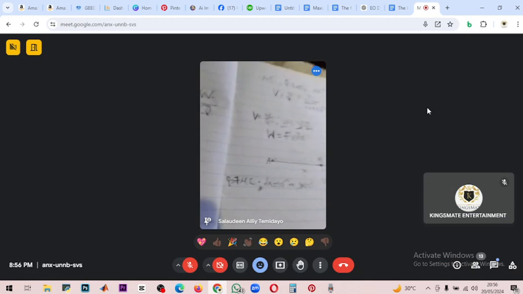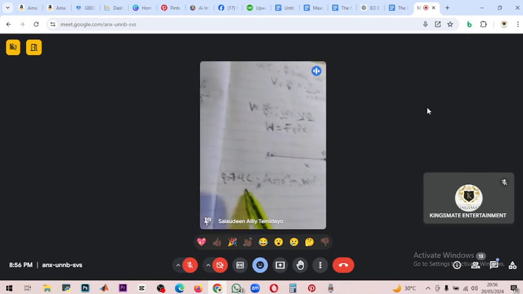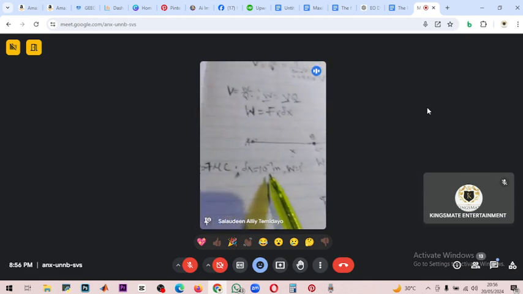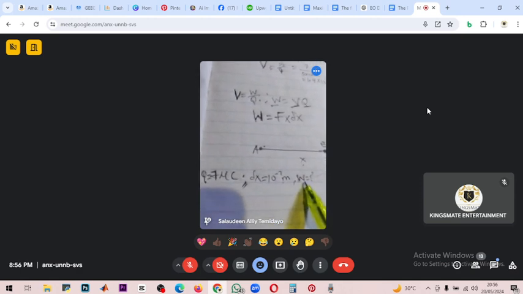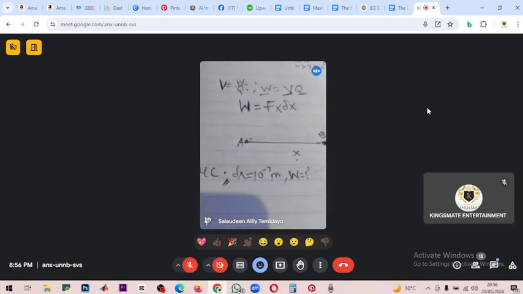So Q is 7 microcoulombs. Delta x is 10 raised to the power minus 7 meters. So find the work done. I'm waiting for you guys.